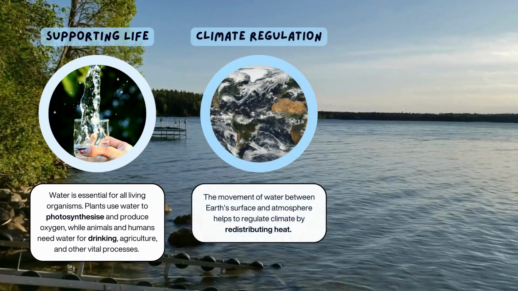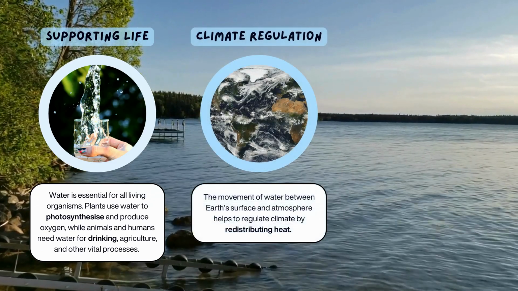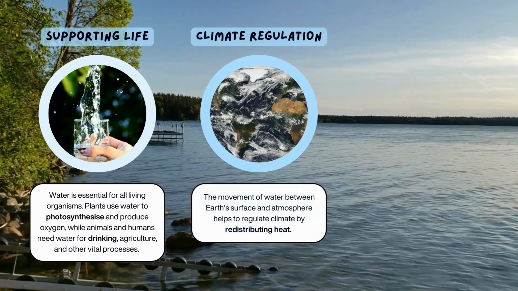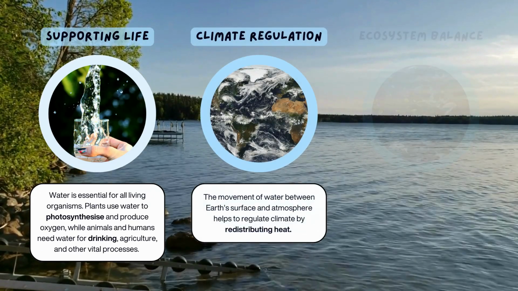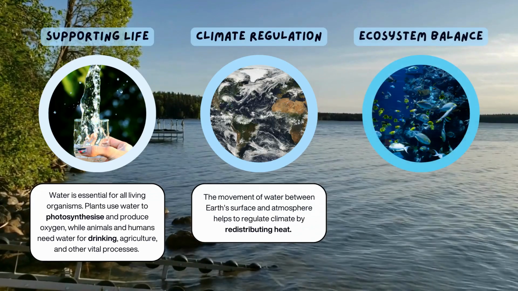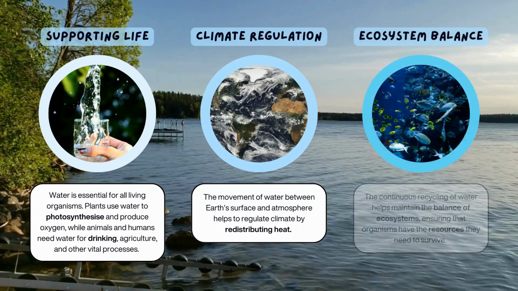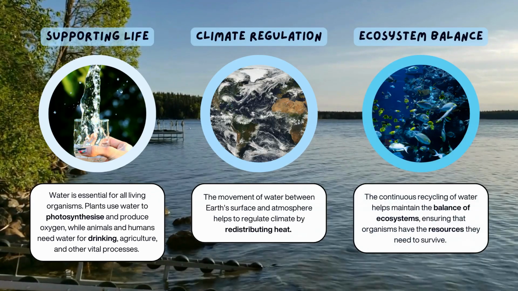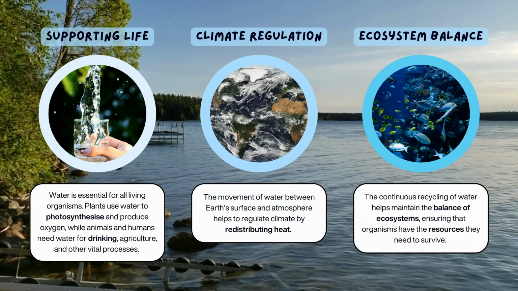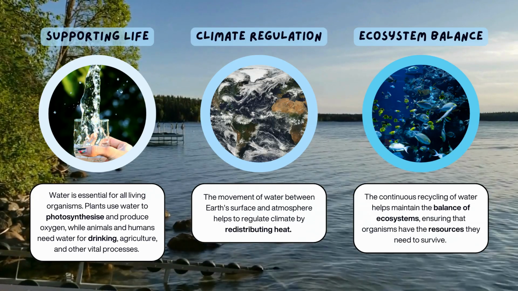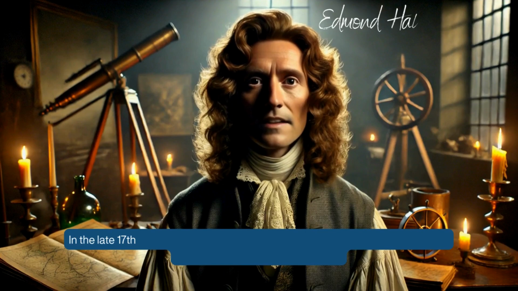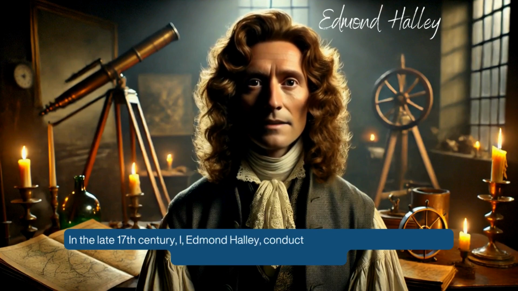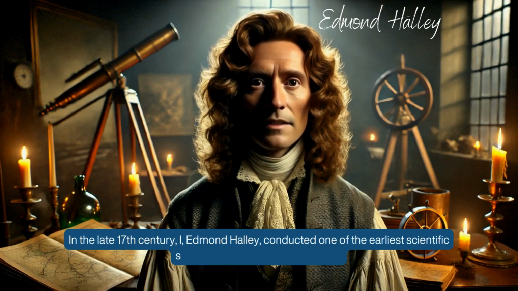The movement of water between Earth's surface and atmosphere helps to regulate climate by redistributing heat. The water cycle is also vital for ecosystem balance. The continuous recycling of water helps maintain the balance of ecosystems, ensuring that organisms have the resources they need to survive. In the late 17th century, Edmund Halley conducted one of the earliest scientific studies on evaporation and rainfall.